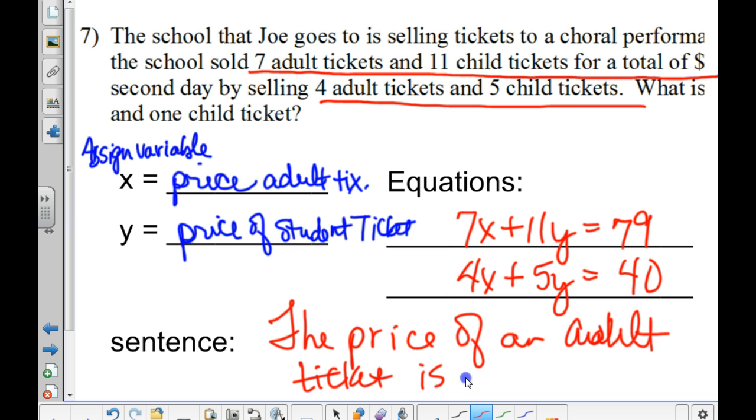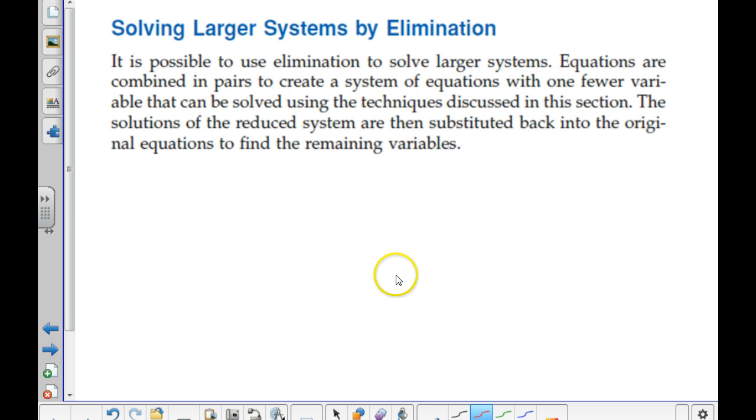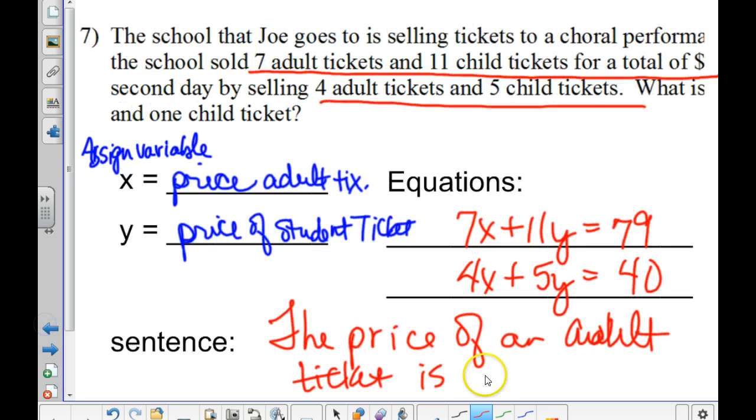Did you do it? Oh, I don't know how much it is. Okay. Did you solve it though? What did it come out? $5 for adult tickets and 4 for. Okay. All right, without work, but that's our answer.